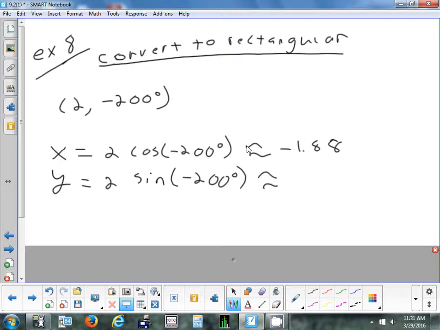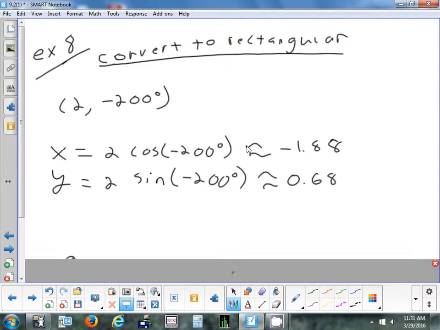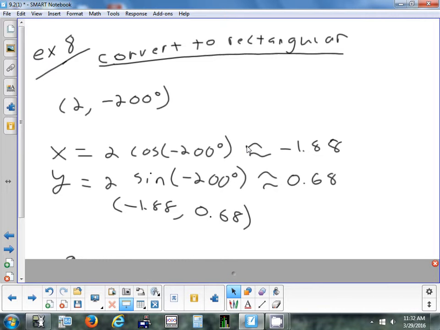And we have the one for y too? 0.684. Okay. Right, now just write it as a coordinate. Negative 1.88, 0.68. Okay, any question on that?